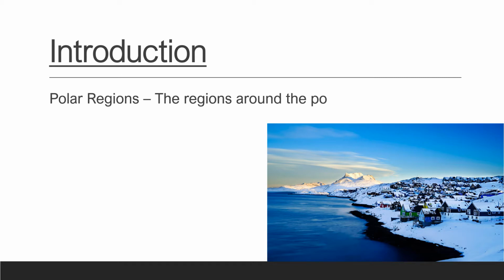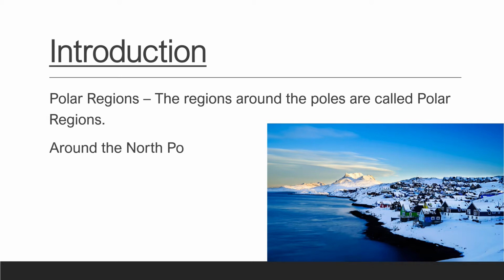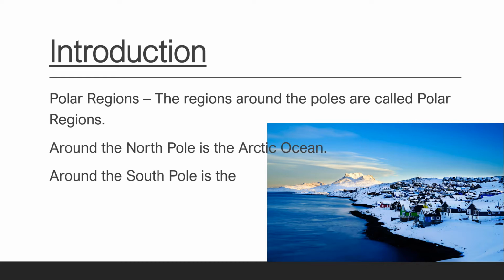The regions around the poles are called polar regions. Around the North Pole is the Arctic Ocean, that is in the northern hemisphere. Around the South Pole is the continent of Antarctica. So at the top near the North Pole is the Arctic Ocean and towards the south is the Antarctica continent.